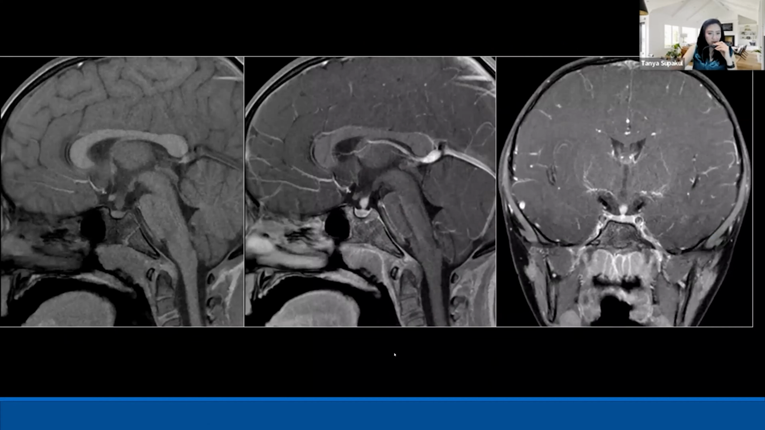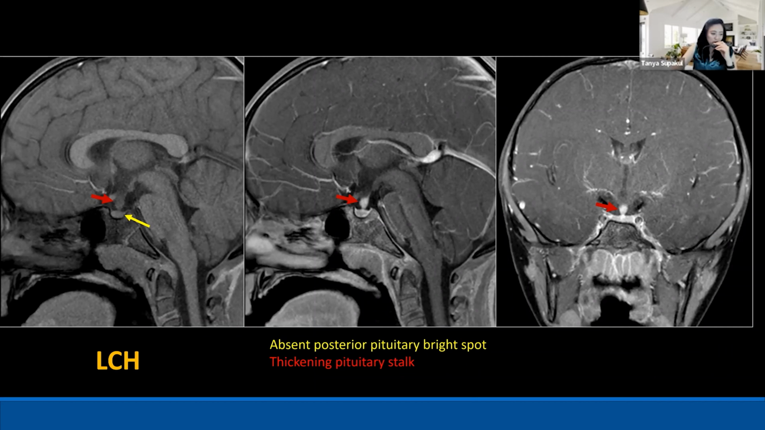Another patient came with DI. This is only 3 years old. So, absent posterior bright spot, thickening of the anterior gland. This patient turned out to be LCH. They did some workup and it turned out to be Langerhans cell histiocytosis. It's a similar appearance, but there is nothing in the pineal gland. So that's why I want to say it's almost always a differential diagnosis for the thickened pituitary stalk.